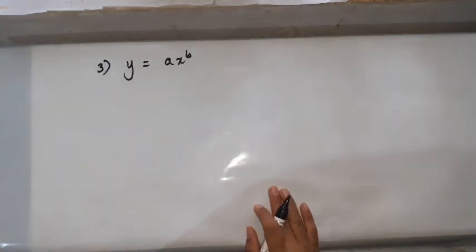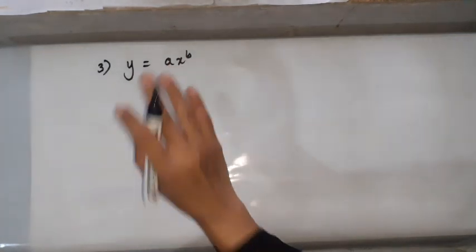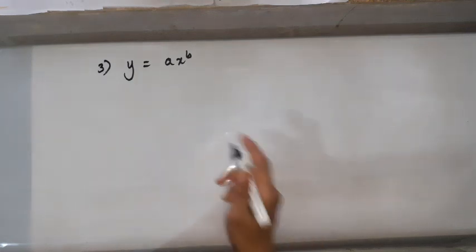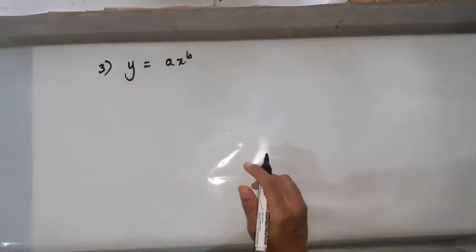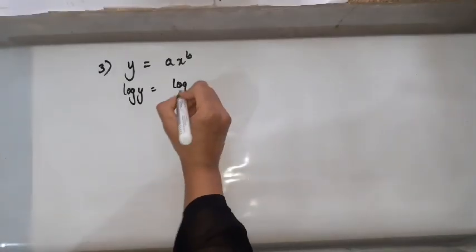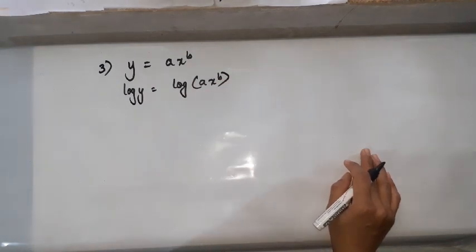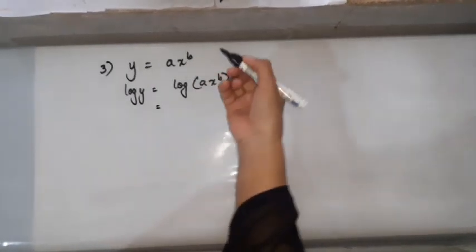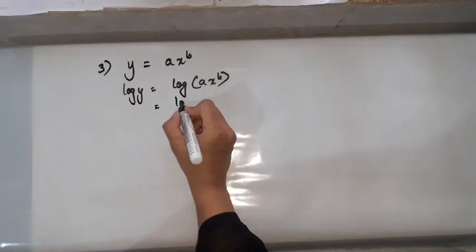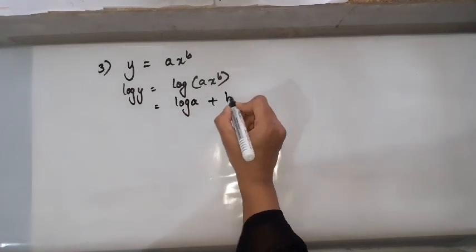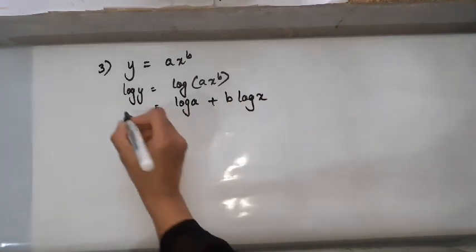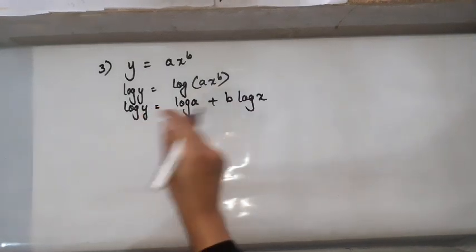Okay, so in this case what we will do, we will apply log on both the sides first. Just take the natural logarithms, not log to the base 10. So log y will be equal to log of a into x to the power b. Now you can simply apply the laws of logarithms and simplify it. It becomes log a plus b into log x. You just apply the basic laws of logarithms, you will get this.